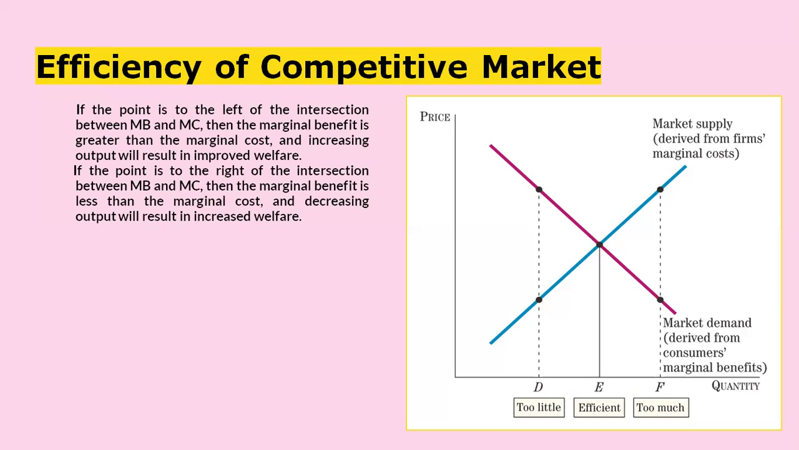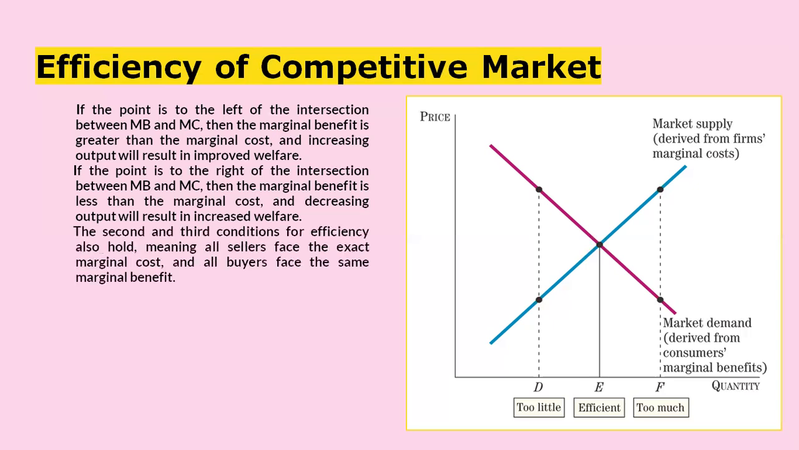If the point is to the right of the intersection between marginal benefit and marginal cost, then the marginal benefit is less than the marginal cost, and decreasing output will result in increased welfare. The second and third conditions for efficiency also hold, meaning all sellers face the exact same marginal cost and all buyers face the same marginal benefit.